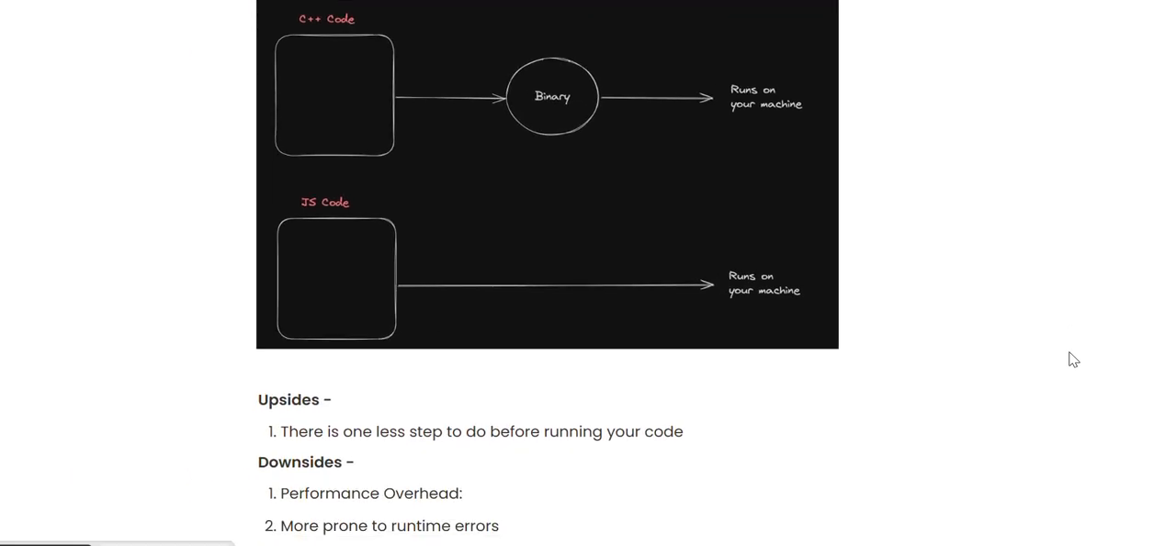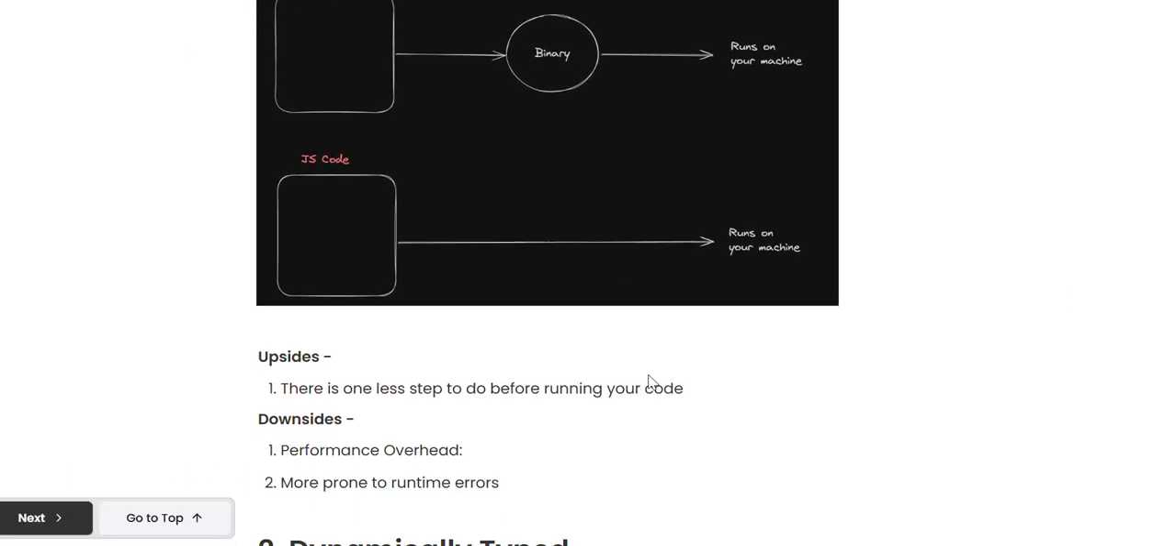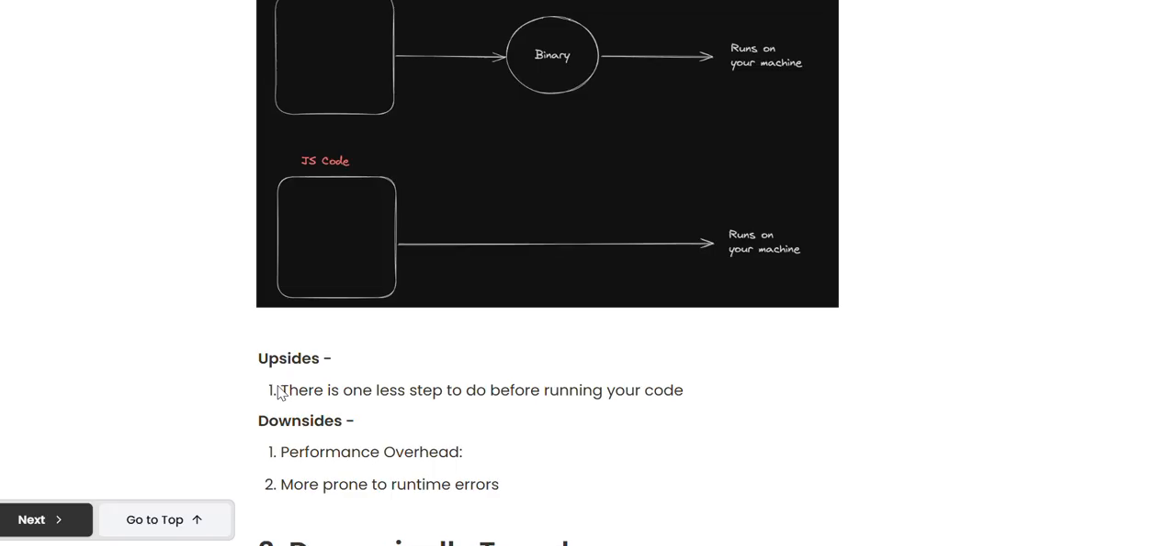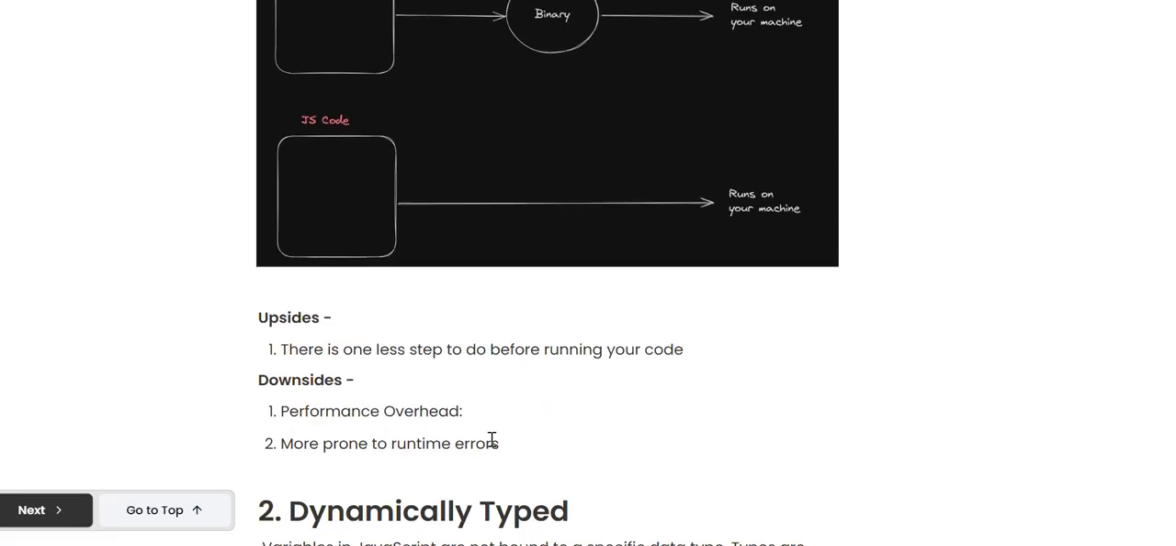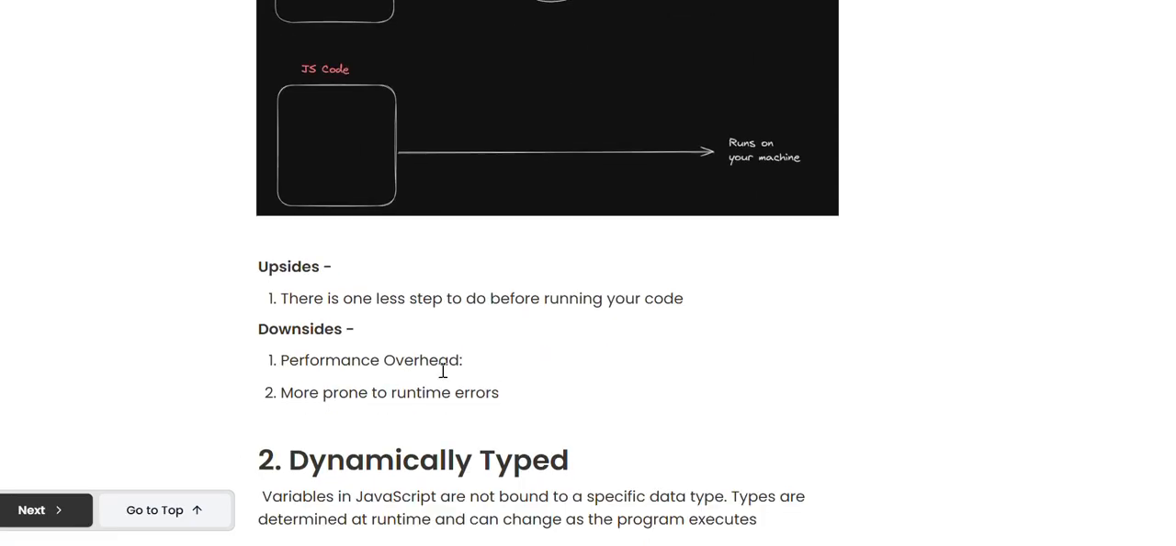So here are some benefits of using JavaScript and some downsides. First, one step is always less: C++ code to binary. Even though it is listed in the upsides, it is kind of a feature. That's why we introduced TypeScript, where we introduced more strictness, where TypeScript is converted into JavaScript, like C++ into binary, and then it runs on our browser. So we later introduced TypeScript for adding one step because it is beneficial for us. It reduces the performance overhead and reduces runtime errors.